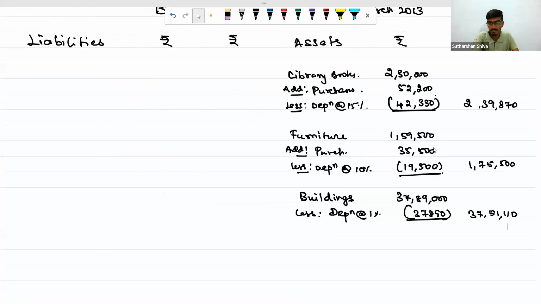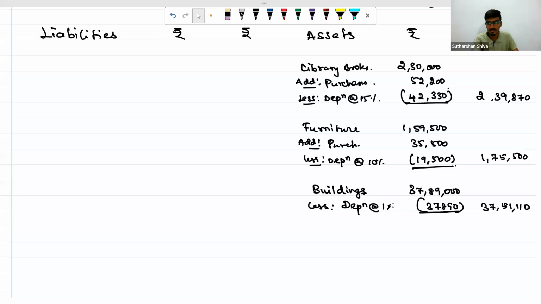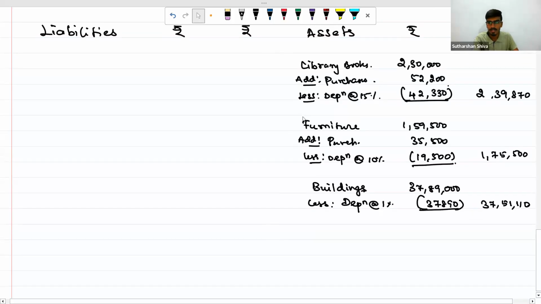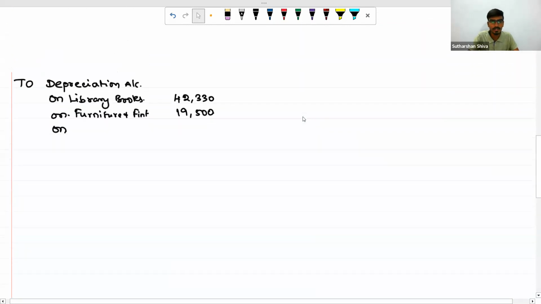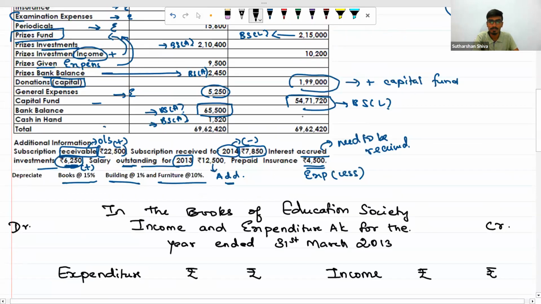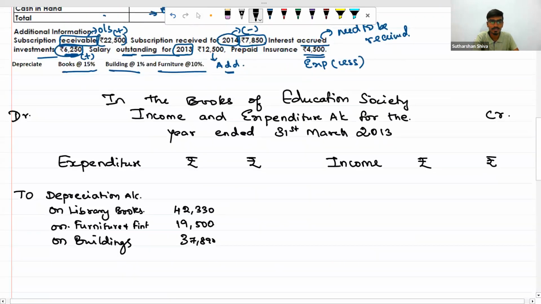Just a minute. So 37,51,110. This 37,890 we need to put. 37,890 we will put on buildings. For this only, they will give you 3 to 4 marks, for this posting alone. Depreciation along with balance sheet posting.